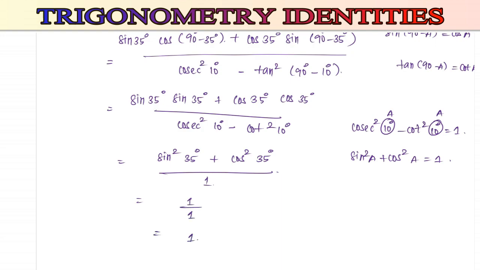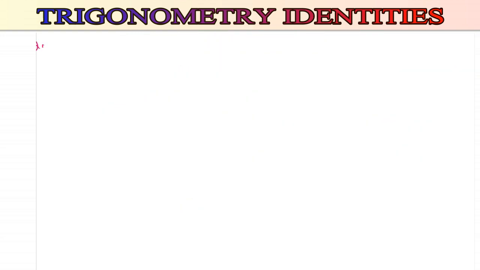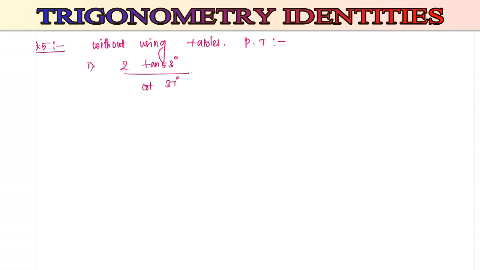Next we will move to the next one. Question number 5. Without using tables, we need to prove that, the first sub question, 2 tan 53 degree divided by cot 37 degree minus cot 80 degree divided by tan 10 degree is equal to 1.